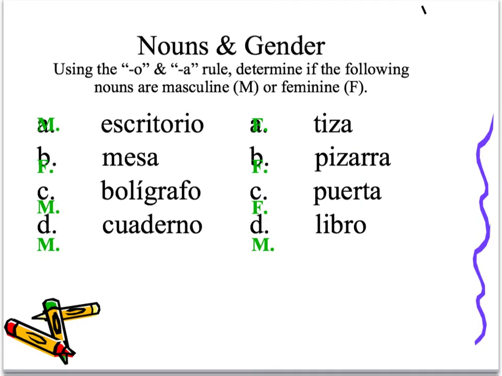Using the O and A rule that we've talked about, we can determine most nouns. And you can look here, I've gone ahead and put in which ones are masculine, which ones are feminine. Basically, these are just the obvious ones. Ends in O, masculine. Ends in A, feminine.